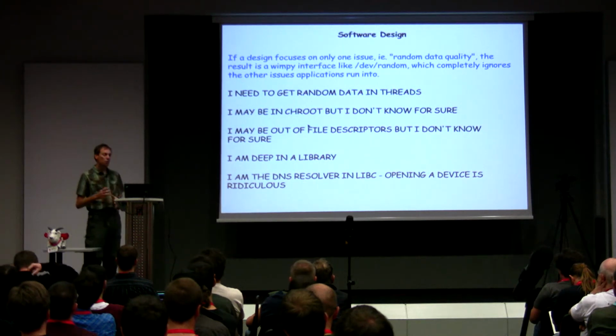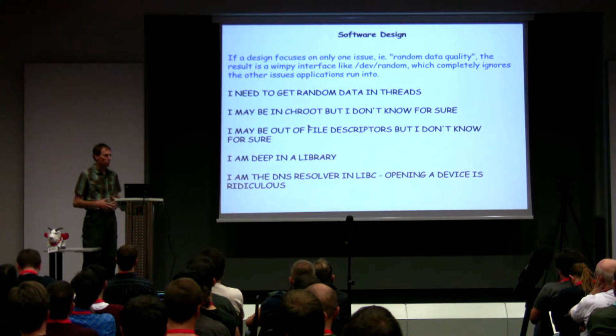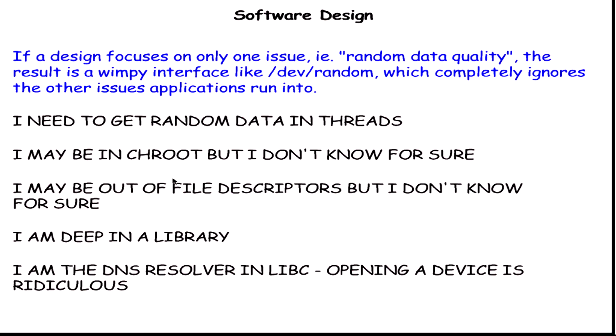So back to how the research mindset goes. They keep on focusing on only a few potential uses, but I want to describe the problems you face when you actually try to fetch random numbers and use them. The real problem people face in applications and libraries is that they need to get random data in threads. They need to be able to do it if they're in a chroot, but your typical application doesn't know if it's in a chroot. And if it's in a chroot, then it doesn't have a /dev/random interface to talk to.